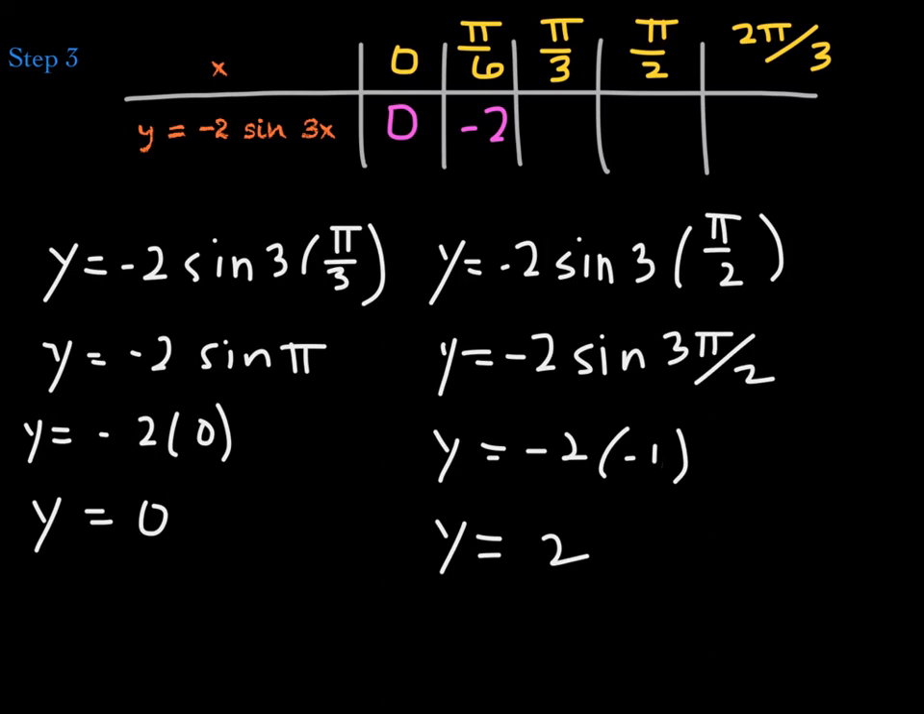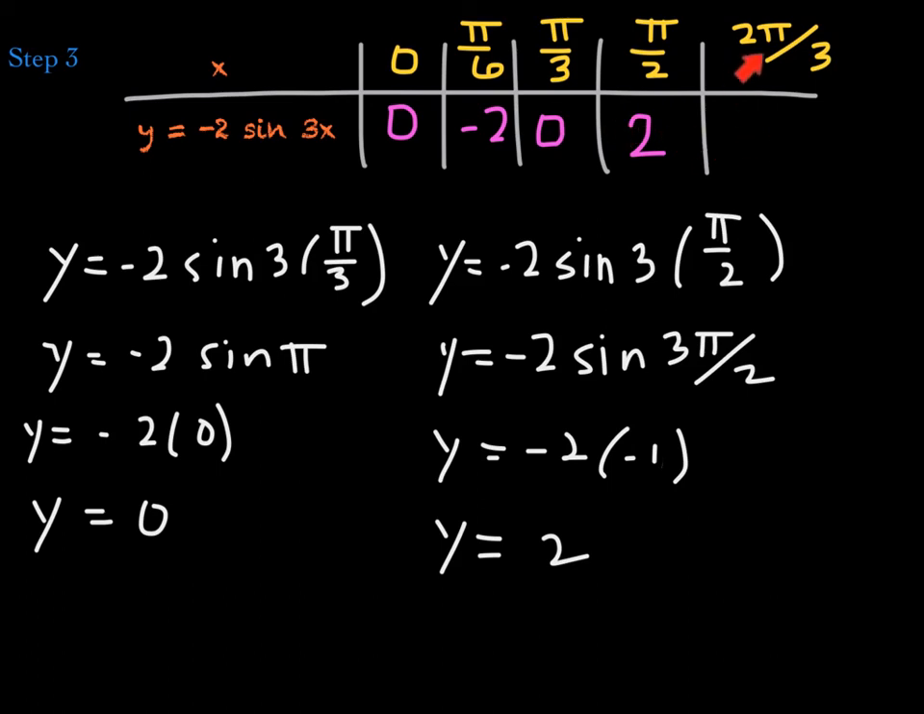All right, I went ahead and plugged in pi over 3 and pi over 2. For pi over 3, I got the x-intercept of 0 and then a maximum. So notice the pattern. X-intercept down to a minimum, x-intercept up to a maximum. I should expect an x-intercept again.